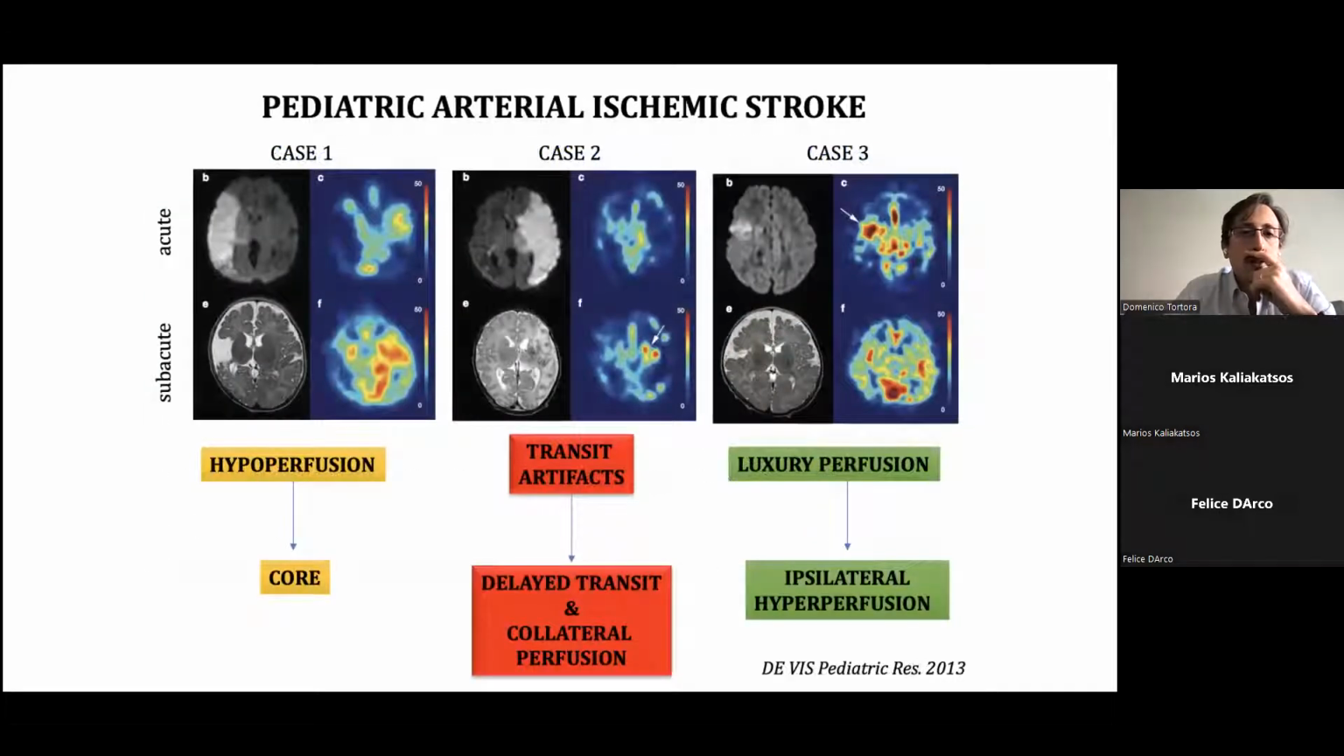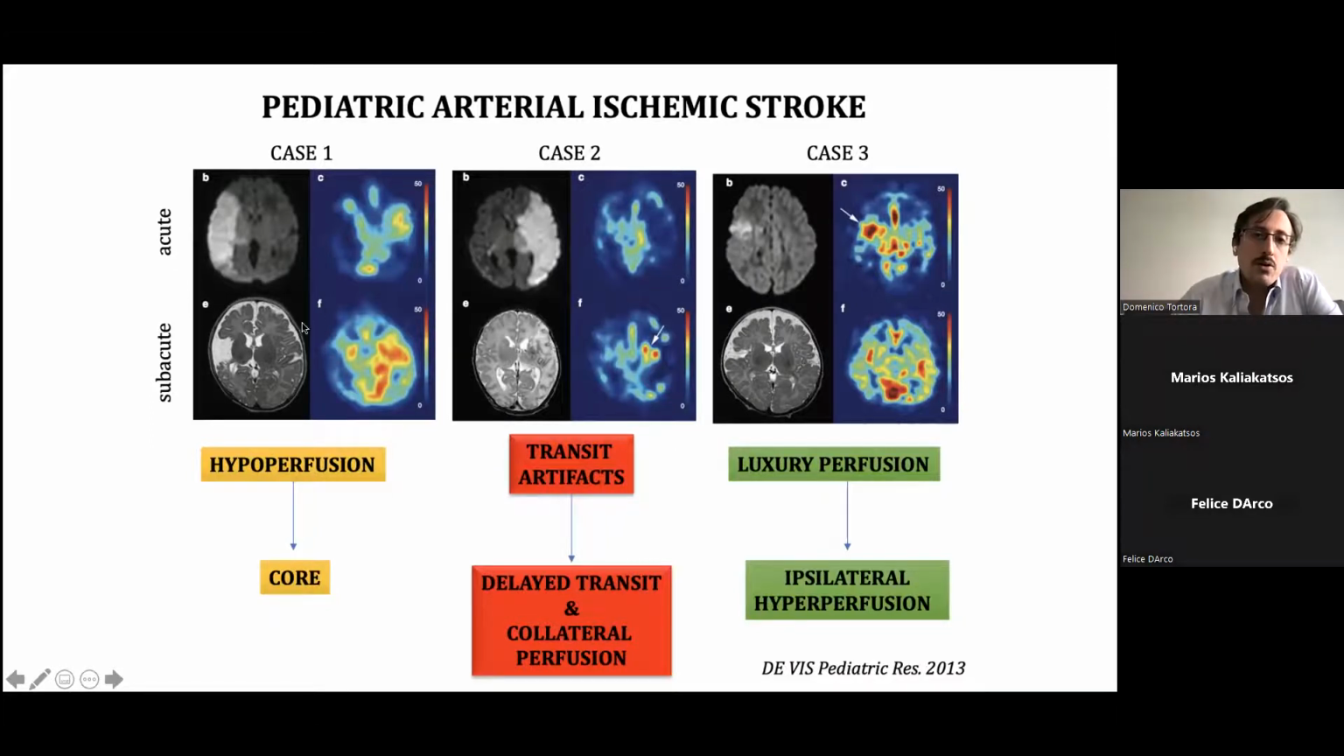Here you can see the three major perfusion patterns that you can see in arterial ischemic stroke. The most frequent is the hypoperfusion of the ischemic core. You can see here the presence of restricted diffusion and the hypoperfusion that reflect the same lesion of the brain.